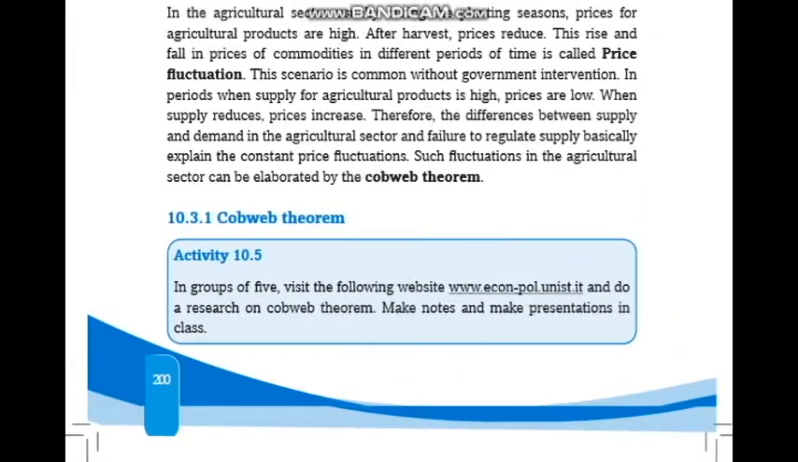So this scenario is common without government intervention. In periods when the supply of agricultural products is high, prices are low. When supply reduces, prices increase. Therefore, the difference between supply and demand in the agricultural sector and failure to regulate supply basically explain the constant price fluctuation. Such fluctuation in the agricultural sector can be explained by the Cobweb Theorem.